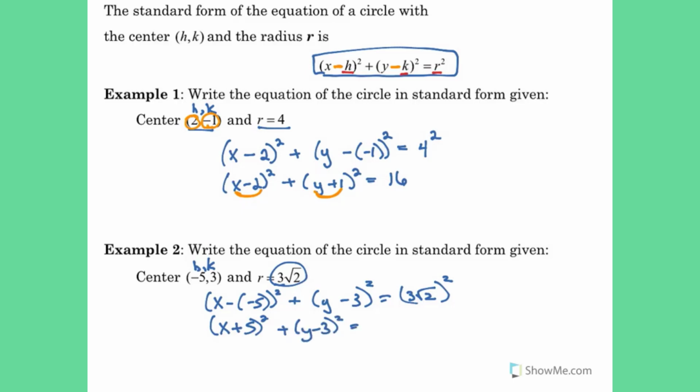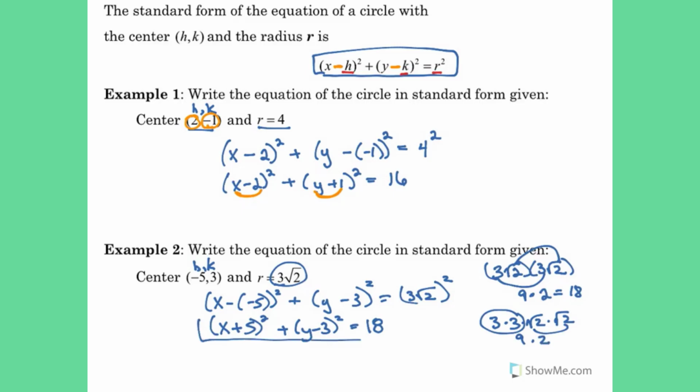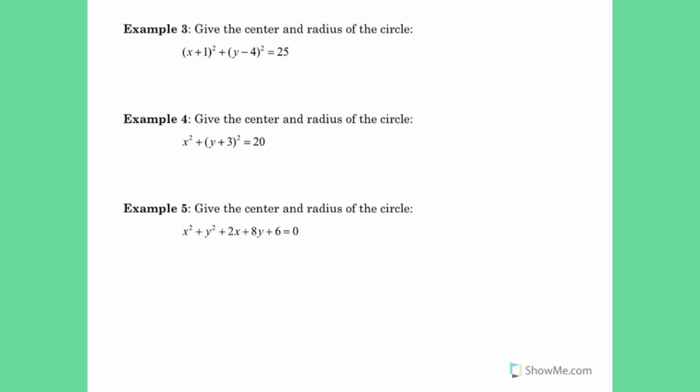Then you're going to go, ooh, I don't know how to do that. So squaring means just to multiply it times itself. So 3 times 3 is 9. The square root of 2 times the square root of 2 is 2. That's 18. Or you could have rearranged 3 times the square root of 2 times the square root of 2. Not distributing, just multiplying. That's 9 times 2 is 18. That is your formula. Very easy.